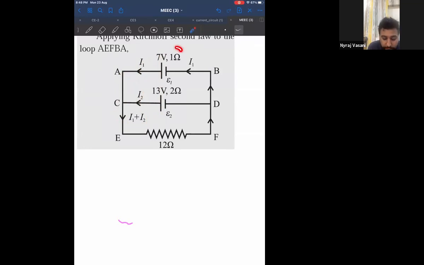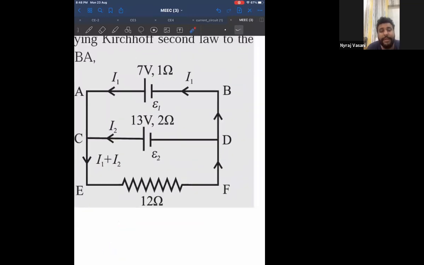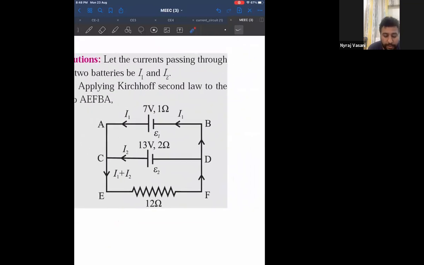Second, see what is written over here: 7 volt, 1 ohm. So what is 1 ohm actually? It is the internal resistance of a battery. For your simplification, I will make one symbol of a resistor 1 ohm. Over here, I will make a symbol of a resistor 2 ohm. Okay, now we will apply KVL.